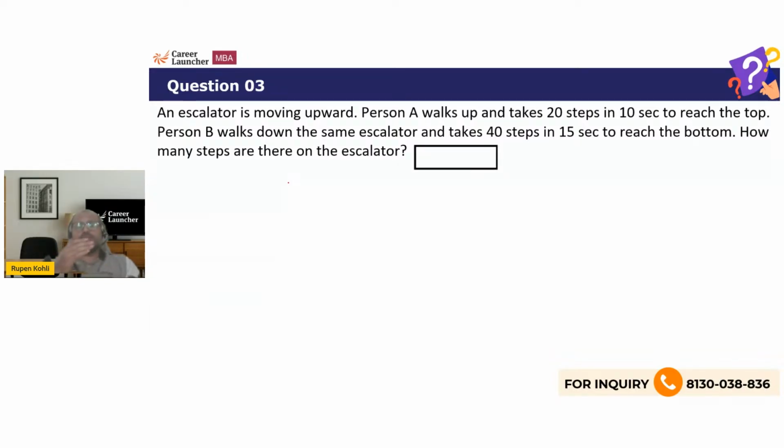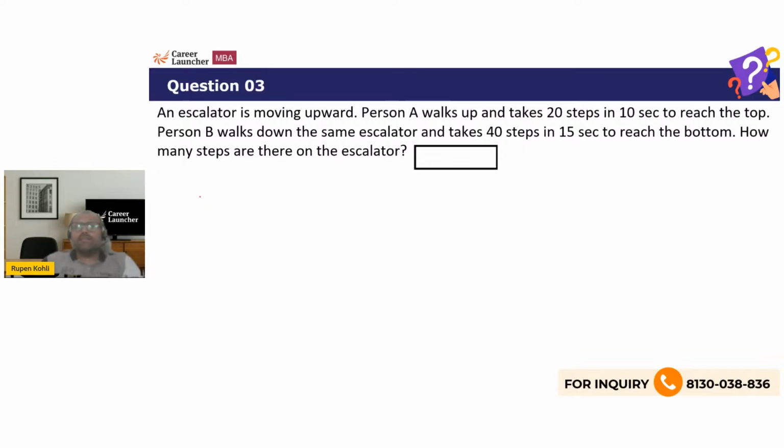So the thing is that when you're moving with the escalator, your total steps taken are the sum of the steps that you take and the steps that the escalator pushes you forward, the sum. Whereas going against the escalator, the total steps of the escalator are covered in the form of the difference of the steps taken by the person and those thrown back by the escalator. So just like upstream downstream, here also a similar concept applies.